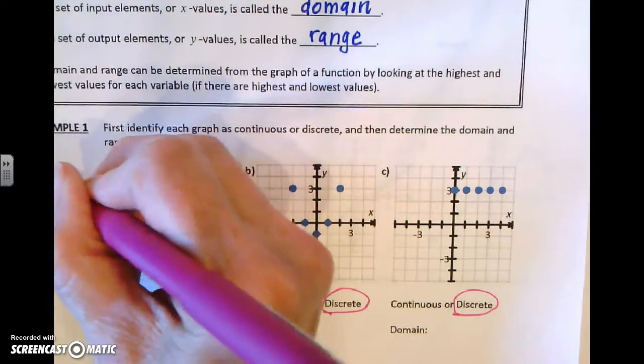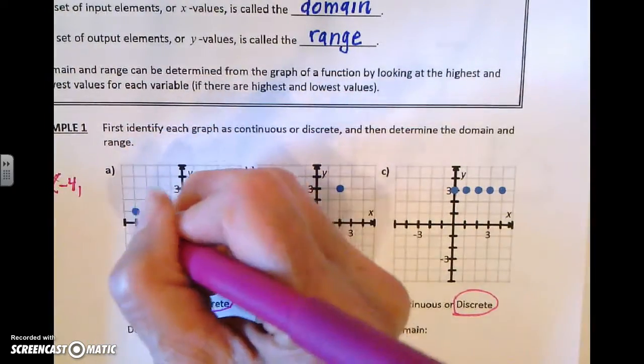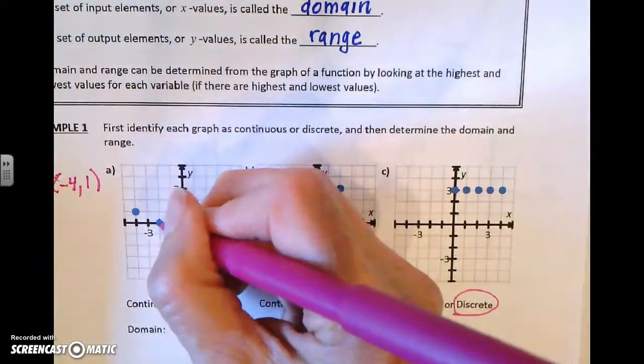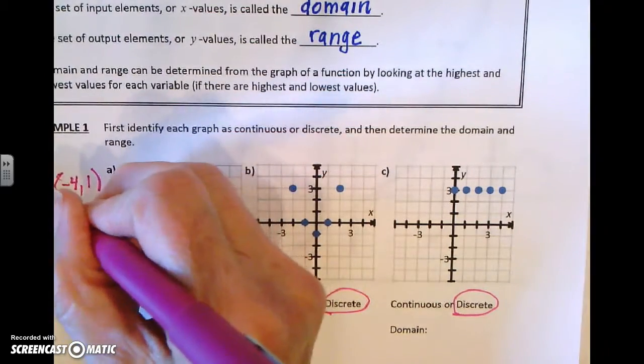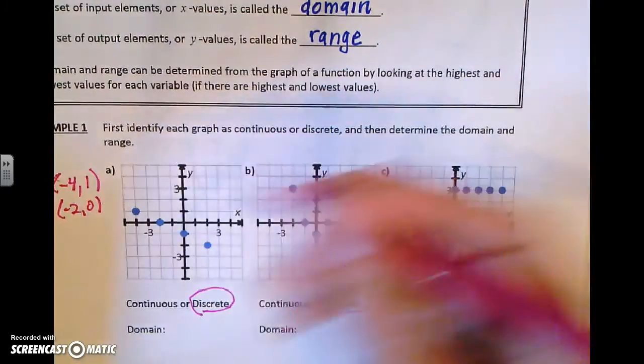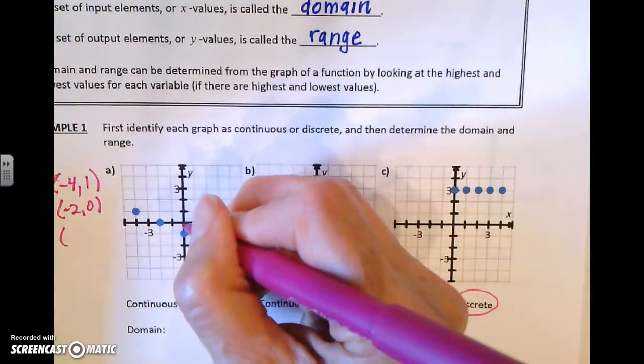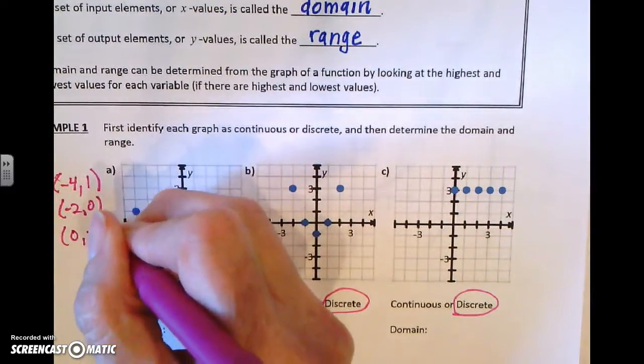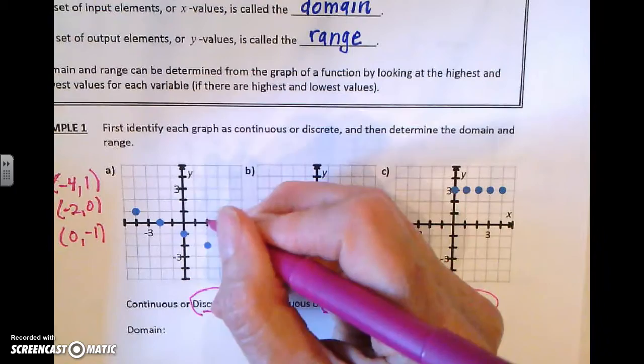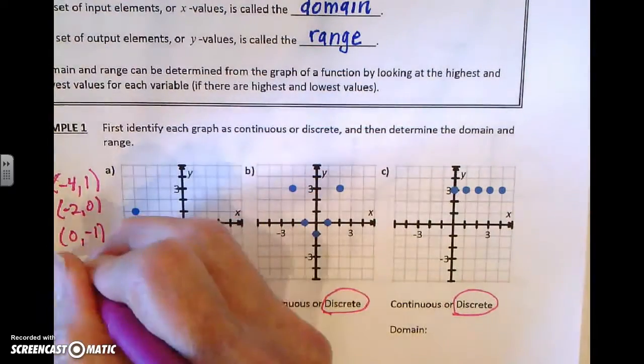It appears that the first one is (-4, 1). The second point is (-2, 0). The third point is (0, -1). Then I have the fourth point, which is (2, -2).